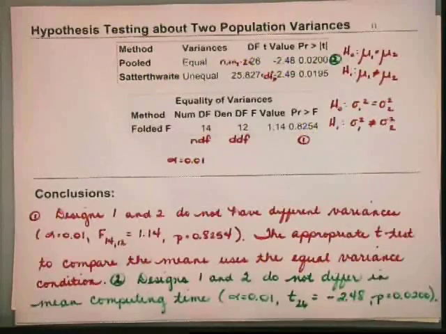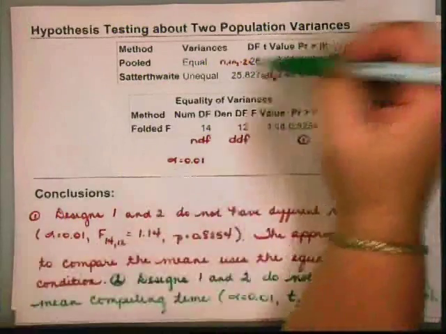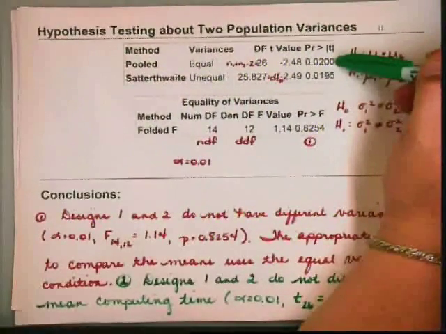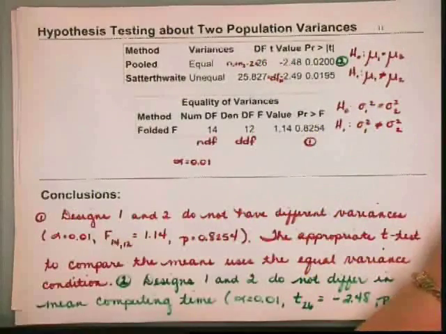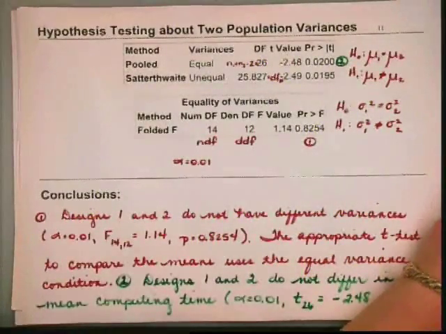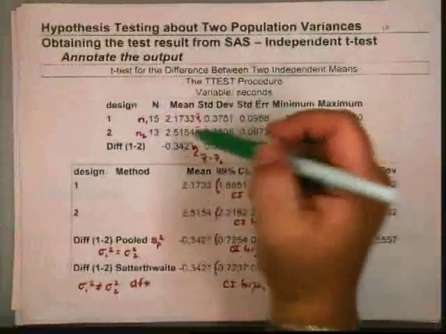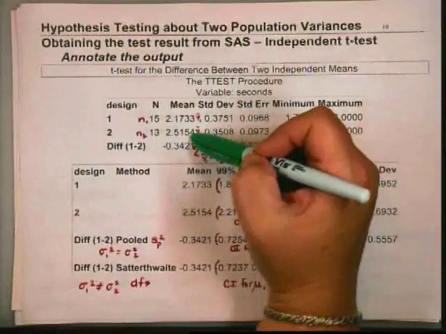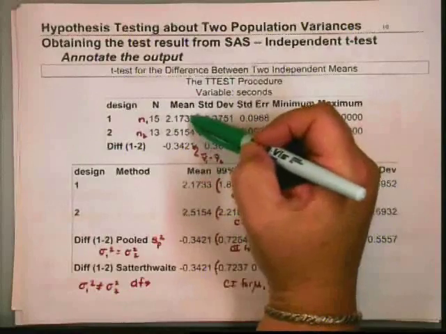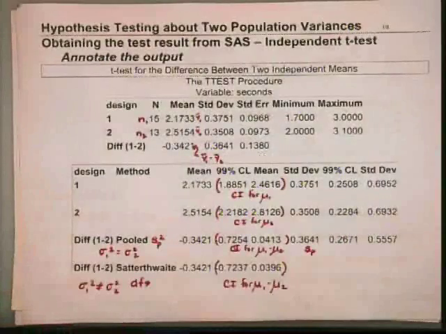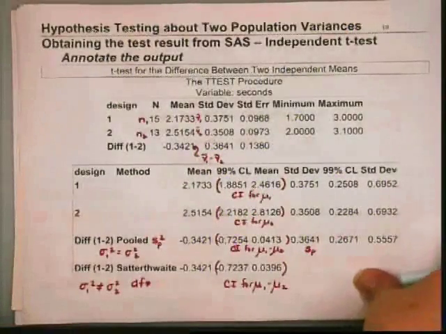Variances are still equal. We'd still use this equal variances assumption up here. At alpha equals 0.05, we'd say that the computing times are different. If they're different, one must be faster. Which one is faster? The mean for design 1 is lower than the mean for design 2 that we observe. So if they are different, we would conclude that design 1 is faster if we were at 0.05 alpha.